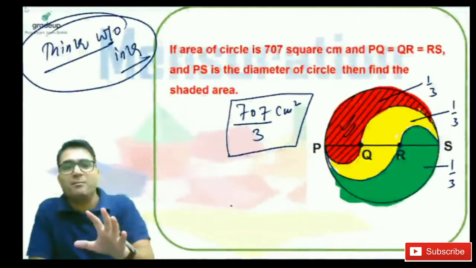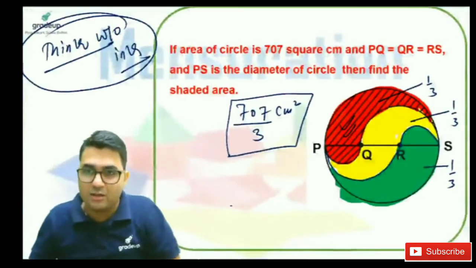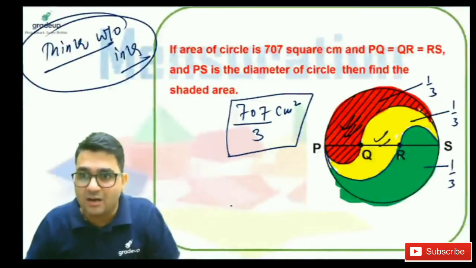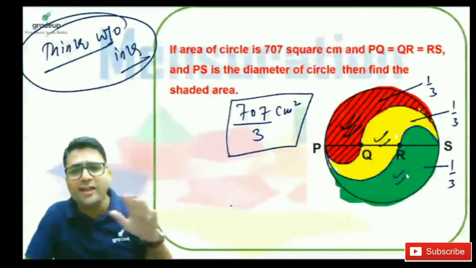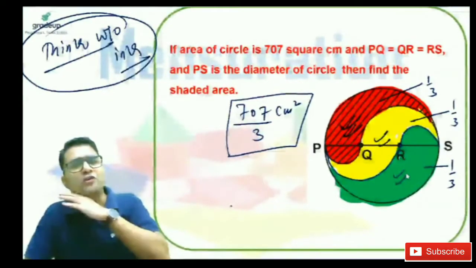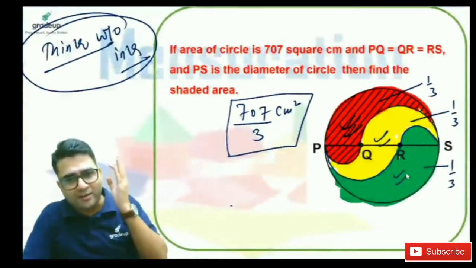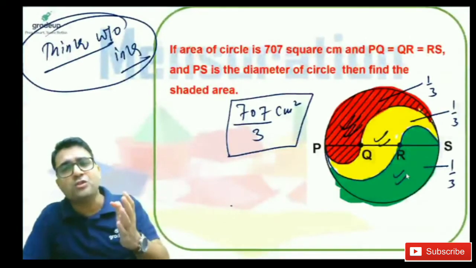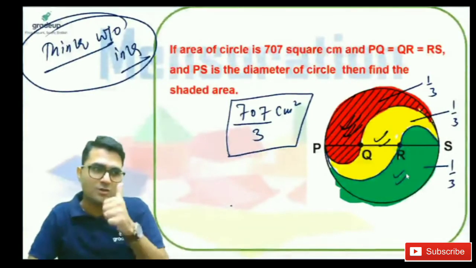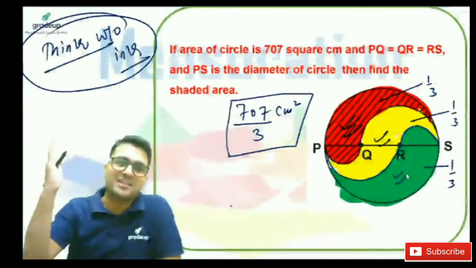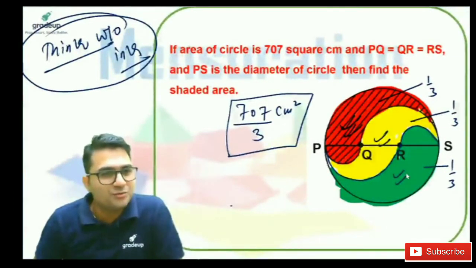So always remember this thing. In such a type of figure, these areas are 1/3 of the complete circle. You need not find the radius, you need not find the diameter. You are going to appear in a competitive examination where you need to do questions in just seconds. So I always say be an inspector. I hope this point is clear to you.